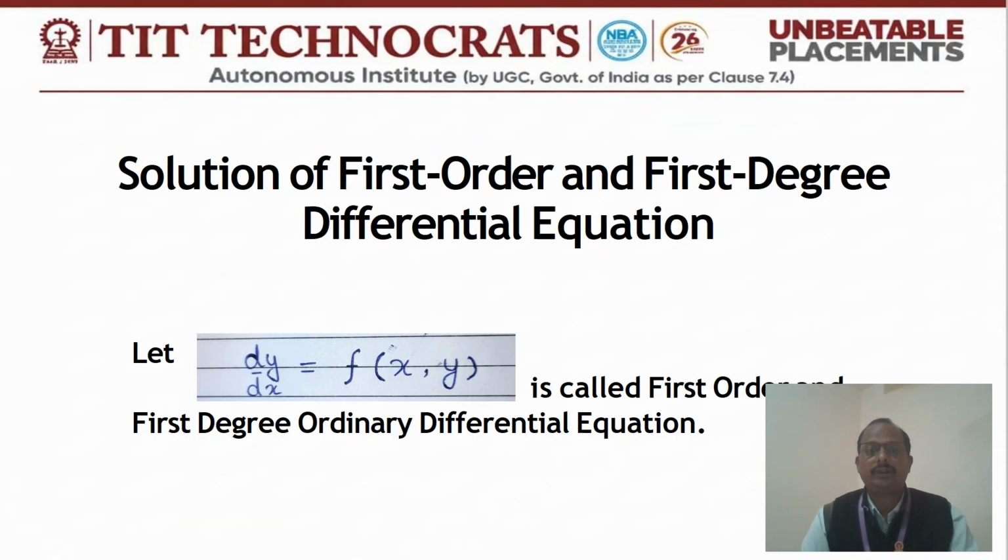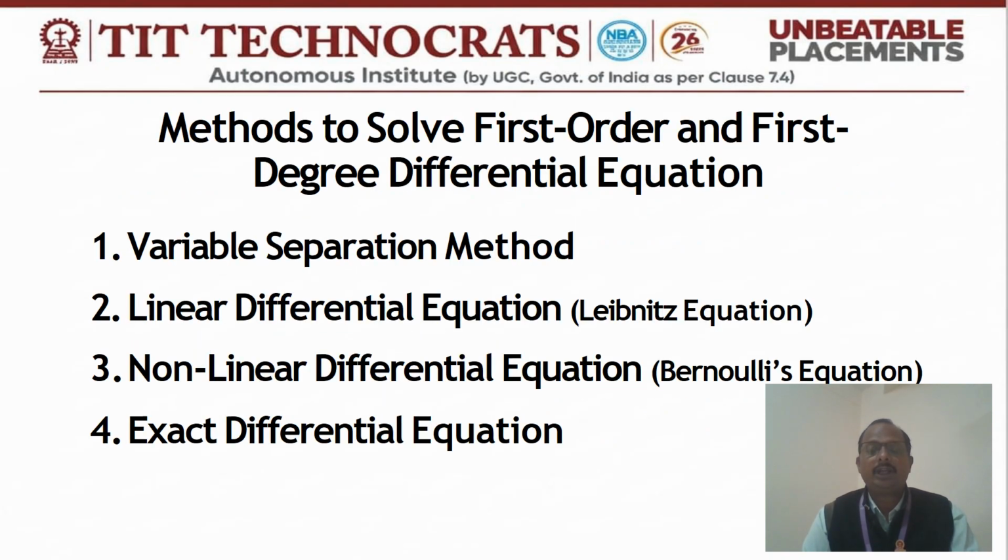Solution of first order and first degree differential equation. What it means is, when we have an equation where the order and degree are both 1, such an equation is called first order first degree. In presentation we can write it as dy by dx equal to f of x, y. There are some methods to solve such cases.